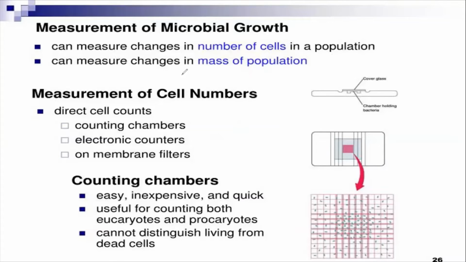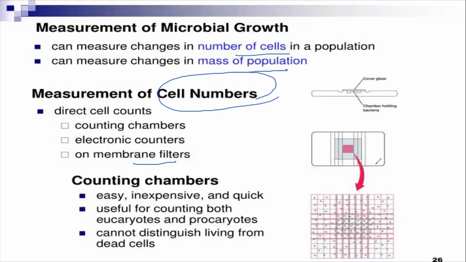Okay. So measurement of the microbes, it can measure changes in the number of cells or mass of the population. So if it is the cell numbers, we have the direct cell counts: counting chambers, electronic counters, and using membrane filters. Counting chambers, I'm sure you must have done. Hemocytometer में भी करते हैं, if you know how to read this thing. Any idea how to read this chamber, counting chambers? किसी को आता है? Yes, Shruti, can you explain?